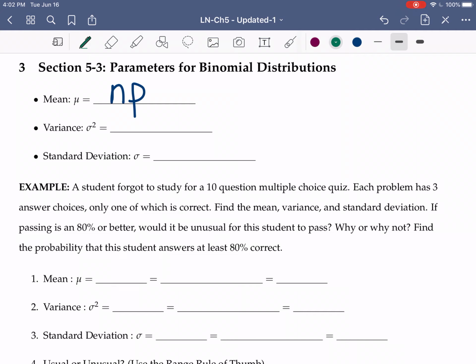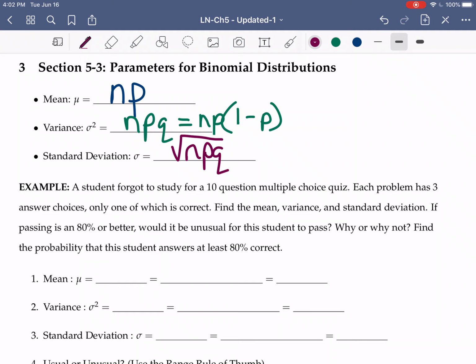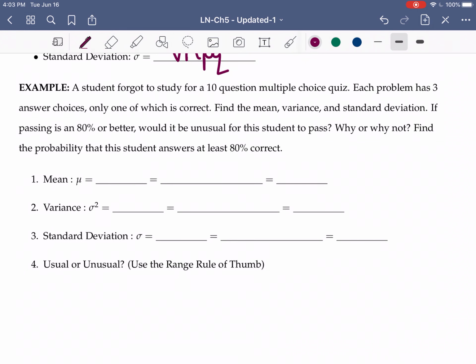The variance is npq, where, remember, q is the probability of failure on one trial, so it's 1 minus p. And the standard deviation is then the square root of npq. Perfect. So when we observe that we have a binomial distribution, this is the way I would calculate the mean, variance, and standard deviation. It's much, much quicker, and there's some intuition at least behind the mean portion of that. So let's look at an example.